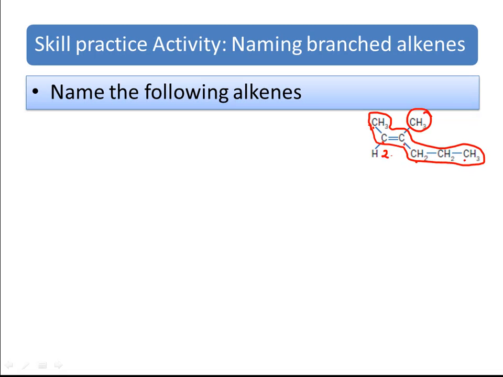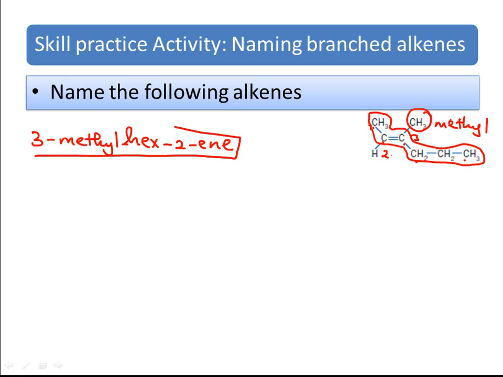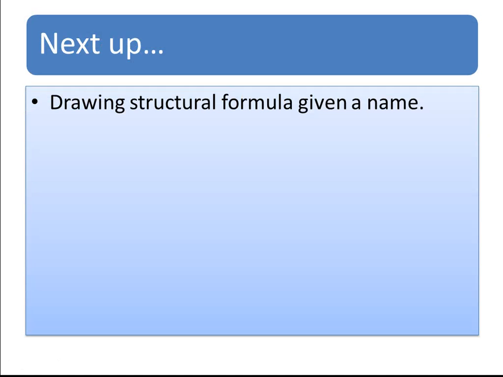And I've got a methyl group on carbon number 3. So the name for that will be 3-methyl. There's no other side chain, so I don't need another dash, so it's hex-2-ene. Okay, so this is the name for this one. Let me see if I've got another one for you.